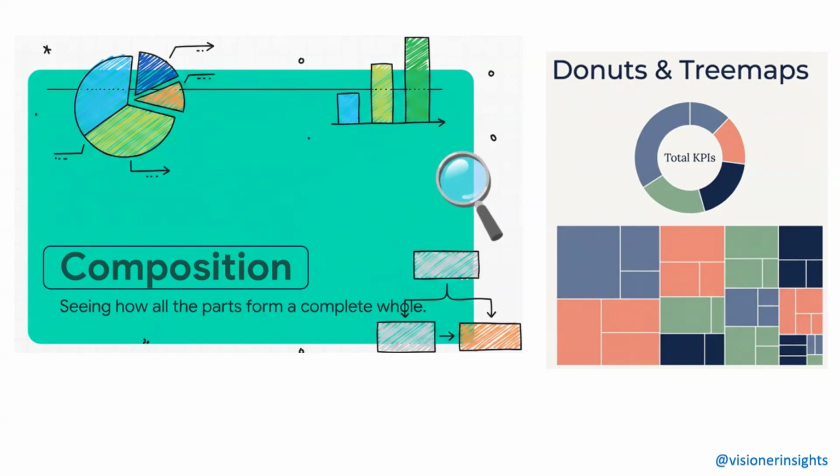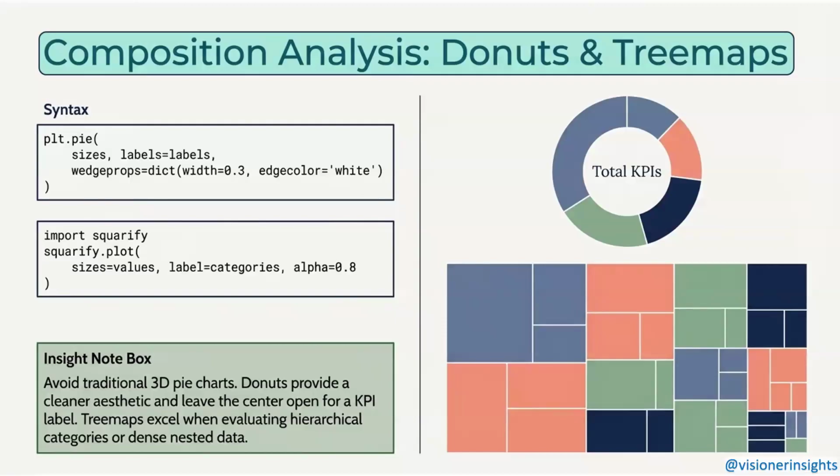So let me introduce you to our two heroes for this job, the donut chart and the tree map. You can think of these as the modern, super-powered alternatives to the pie chart. They are specialist tools, and they're designed to show composition with way more clarity and flexibility. So, when do you use which one?